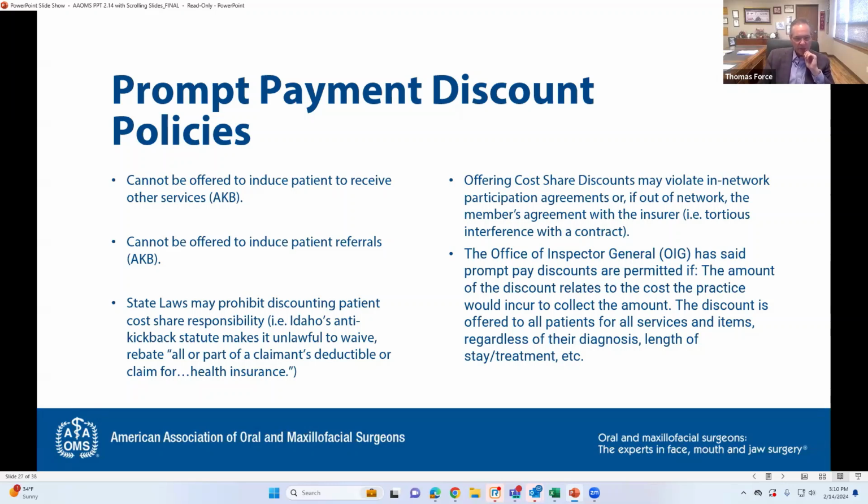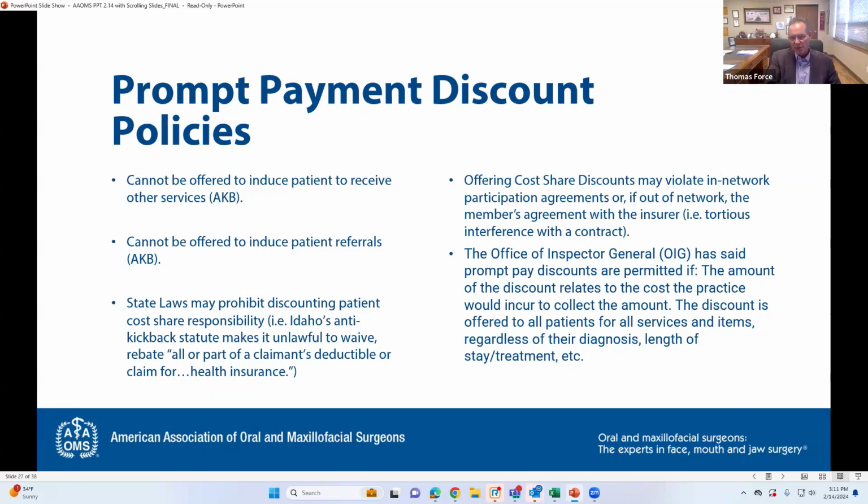State laws may prohibit discounting patient cost share. So in some jurisdictions like Idaho, it makes it unlawful to have a prompt payment discount program. Offering cost share discounts may violate in-network contracts. You need to look at your contracts. They may subject an out-of-network provider to a claim of tortious interference with a contract.